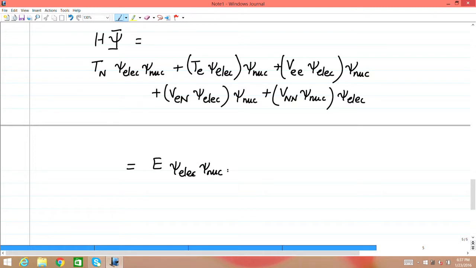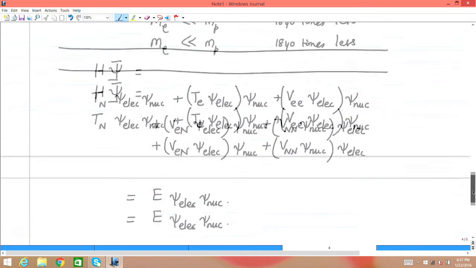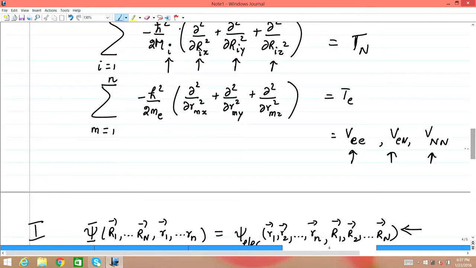Okay. Now, the brackets have some special meaning. There is no bracket here because this is the term we are going to discuss. Tn psi electronic psi nuclear, we will see what it needs to be changed to. But the other brackets are quite clear. Te contains only derivatives of the electron coordinates. Please see that. Contains only the derivatives of the electron coordinates that you see here.